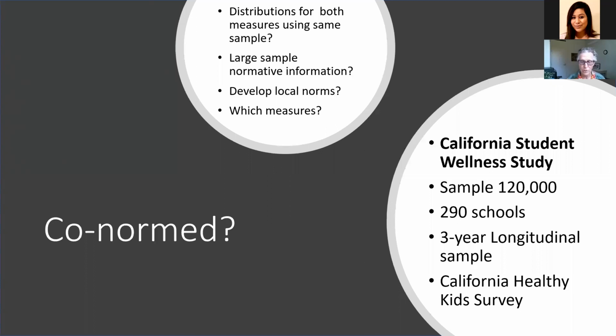In our case, what we feel fortunate to have the opportunity to do is, just this past month, we completed data collection on the California Student Wellness Study. And we're already preparing documents that will present validation information for this approach to school-based mental health screening. You can see there that we have a sample of 120,000 students, 290 schools. We also have a subsample of students that we've been following 3 years during their high school years. And this information is also going to be integrated with the California Healthy Kids Survey, which is a youth risk behavior surveillance type survey that our schools use.